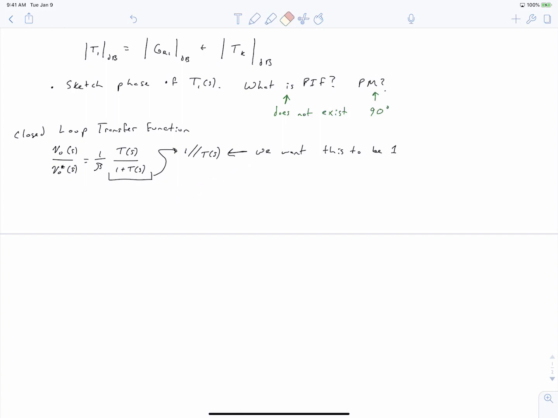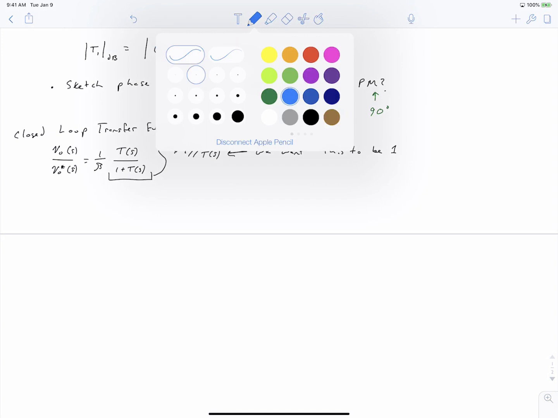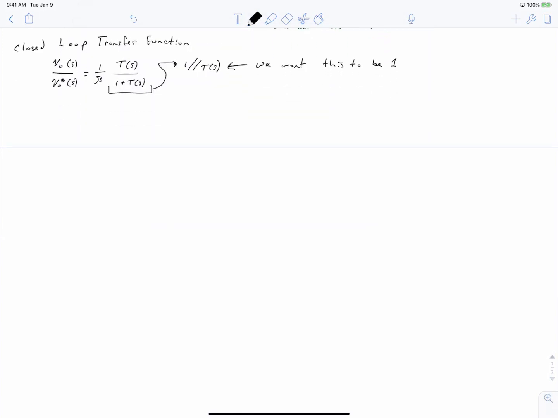That's our objective. And so if we unpack this a little bit, we can see how close that is to 1 depends on the value of T of S. If T of S at a specific frequency evaluates to a gain of 1,000, then we can see that this truly is very close to 1. If we have 1 in parallel with 10, well, we can plug that into the function. 1 over 1 plus 10 is equal to, I apologize, 10 over 1 plus 10 is equal to 10 over 11, which is fairly close to 1.